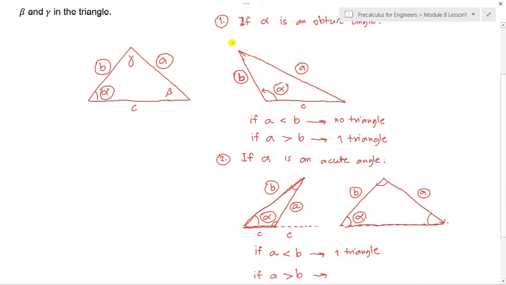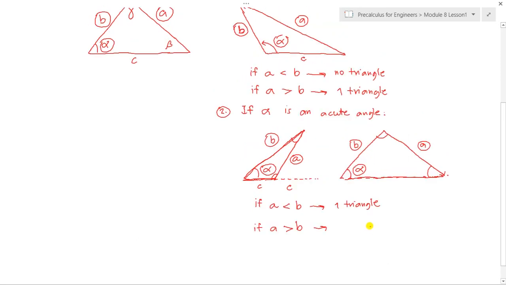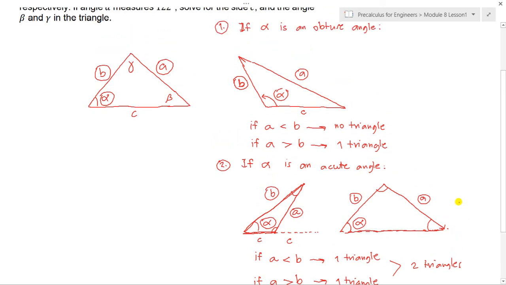Okay? So, for the second condition, for an acute angle, two triangles can be generated. So, two triangles all in all. So, therefore, in these cases, maybe we will get two possible solutions. Okay. So, don't forget these conditions.